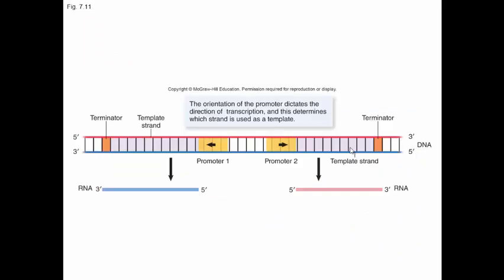Now, translation. Oh, by the way, the orientation of the promoter dictates the direction, as I told you before about that. So literally, you can have promoter 1, promoter 2. You could actually be reading over some of the same area in a different direction and getting a different result of a sequence. But let's talk a little bit more about translation here also.